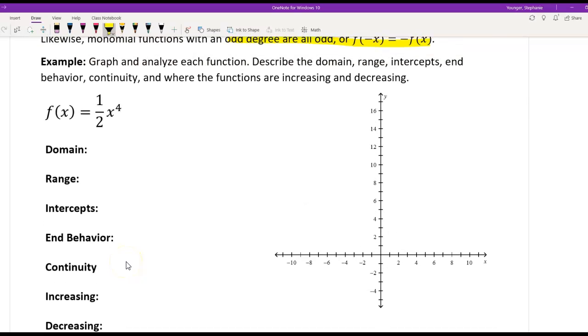We are going to graph and analyze the function. We're going to describe the domain and range, the intercepts, the end behavior, the continuity, and where the function is increasing and decreasing. So first things first, we have an a that is positive and an n that is even. So that tells me right off the bat, I'm going to have that U shape. So I know I'm going to have that 0, 0.